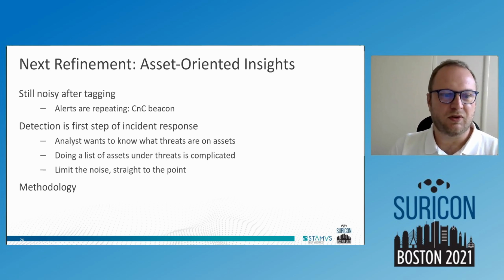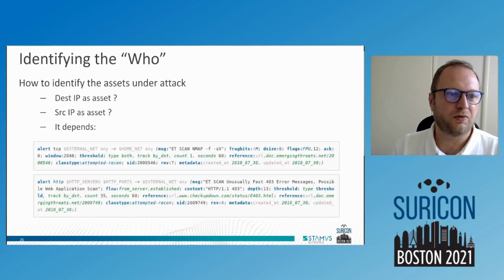So that's something that you can do, but there is some complication due to the way signatures are written. But if you manage to do it, then you can do things like list of assets under threat. You can limit the noise. You go straight to the point, finding a threat in your environment on your asset. But you need some methodology to do it. And the first one is, how do I identify the who?